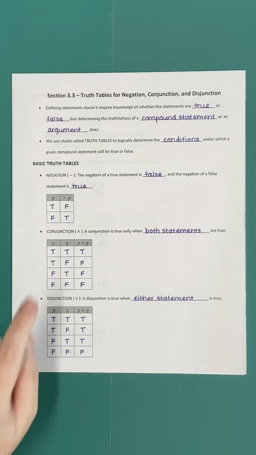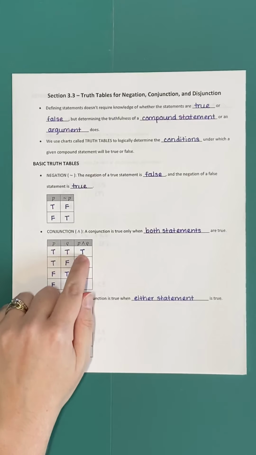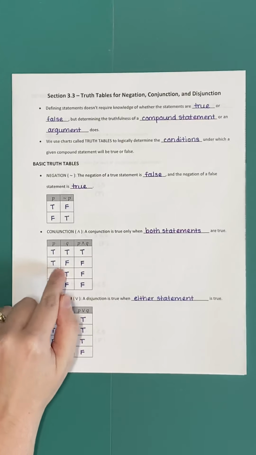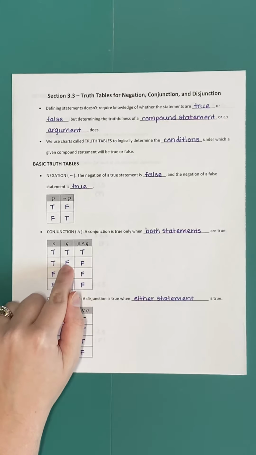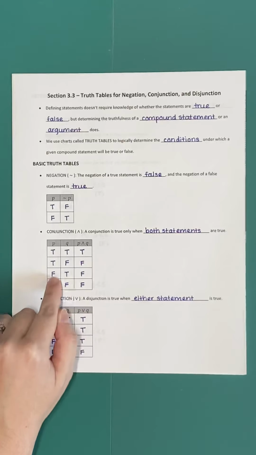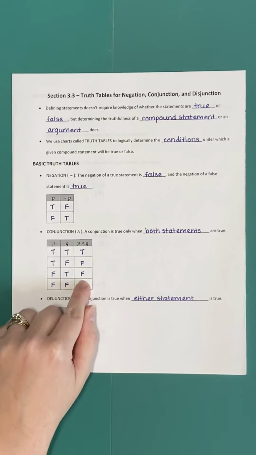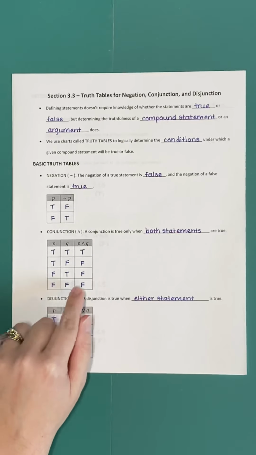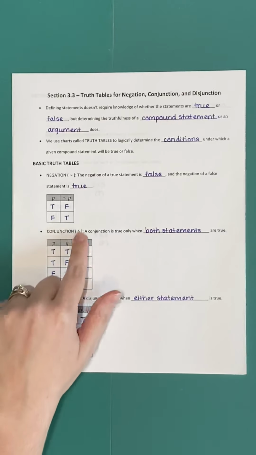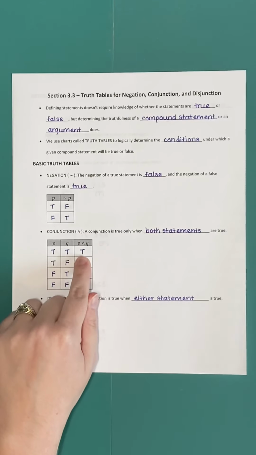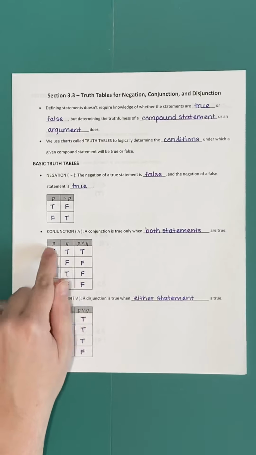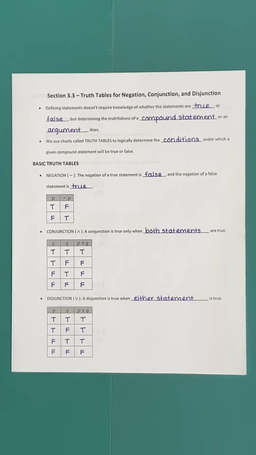So if P is true and Q is true, then P and Q results in something that's true. If P is true, but Q is false, well, that false overrides the true. So that means that results in a false statement. If P is false and Q is true, again, false overrides true. So we get a result that's false. And then if they're both false, then false and false gives us false. So notice in this case, there's only one situation where we get a result of true. It's only when both of the original statements are considered to be true. So that's going to be conjunction, one and the other.